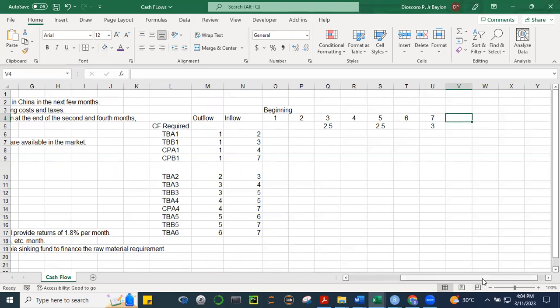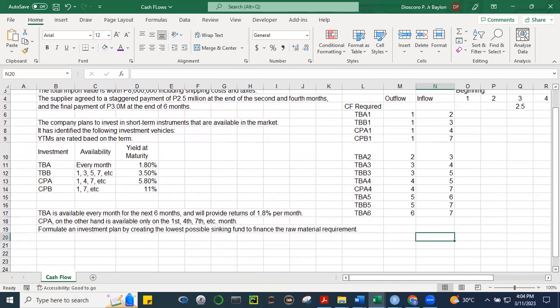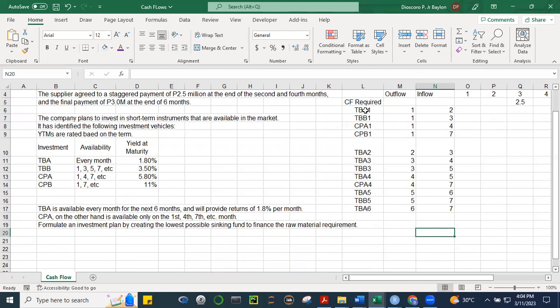All right? Okay, so that identifies now our decision variables. How much do we invest in TBA1, TBB1, CPA1, CPB1, and etc., TBA2, 3, 4, etc. So we have 1, 2, 3, 4, 5, 6, 7, 8, 9, 10, 11, 12 decision variables. Okay? So I will not write that anymore. Just make sure you remember. Those are our decision variables, those 12 variables here.